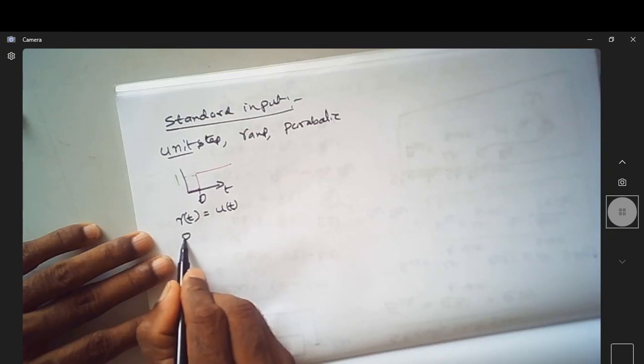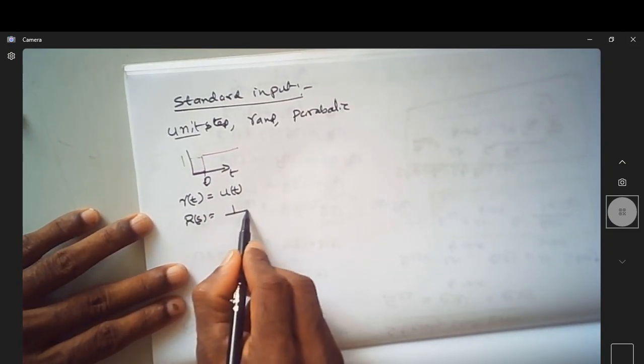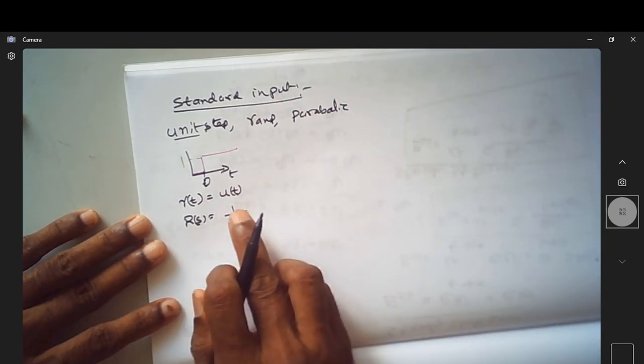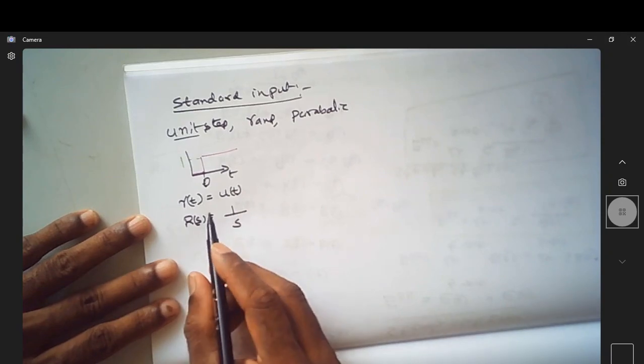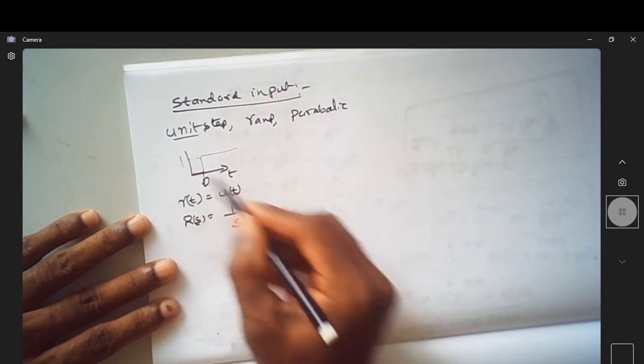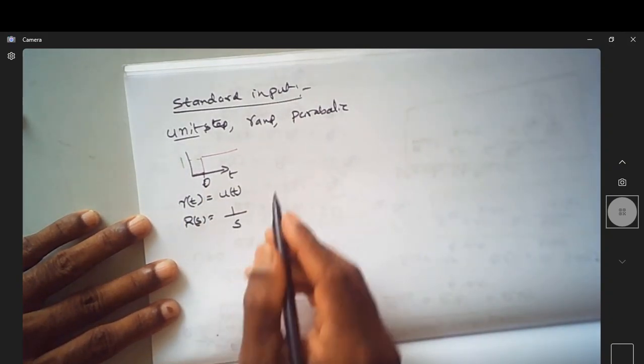So what is its Laplace transform, R(s)? The Laplace of a unit step input is 1 over s. For any other input, this 1 will become whatever the magnitude is. Suppose instead of the unit step, it is of magnitude 5, this will become 5 by s. If the magnitude is 10, it is 10 by s.